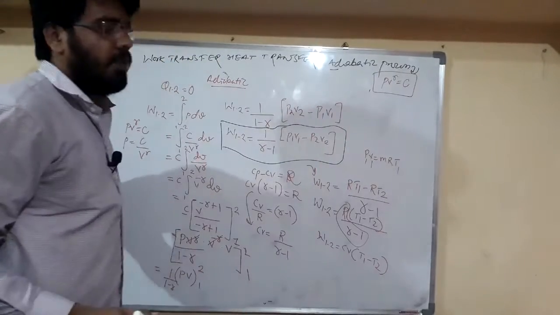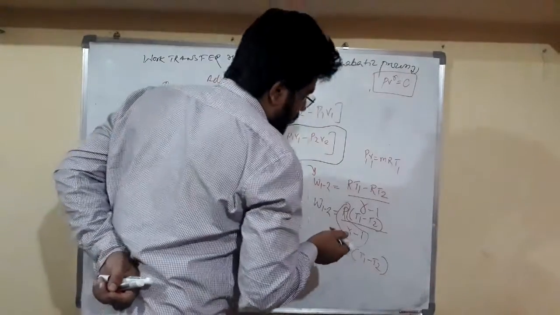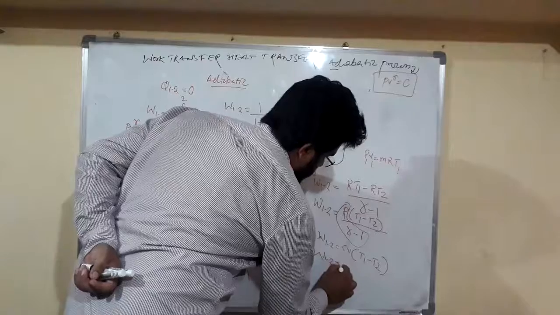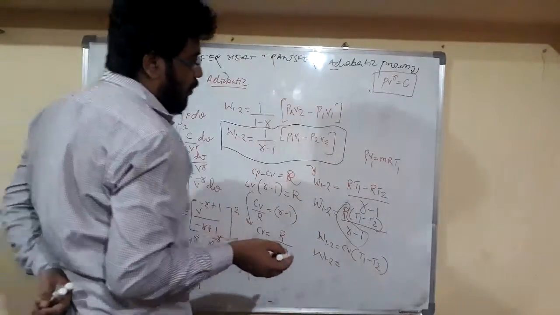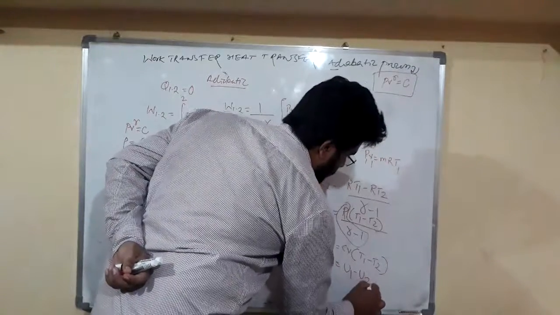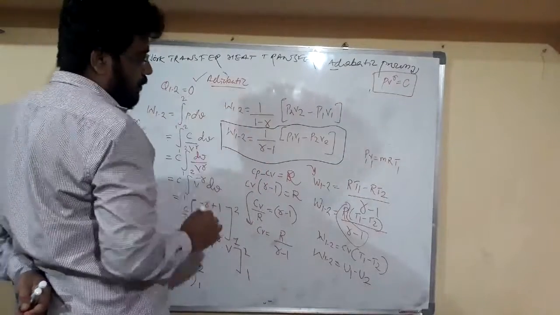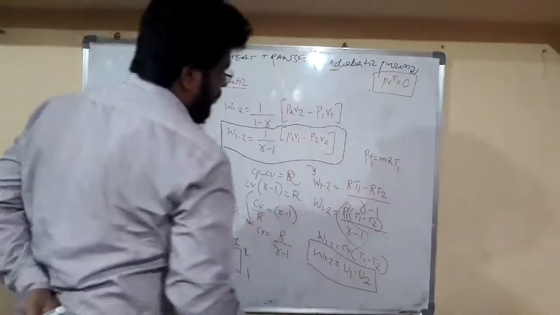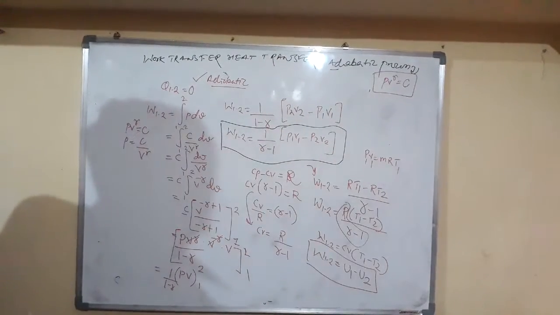And dear friends, we already know that Cv T is our internal energy. So friends, work done is equal to the change in internal energy in case of our adiabatic process. This is the derivation of how work done is equal to the change in internal energy in case of adiabatic process.